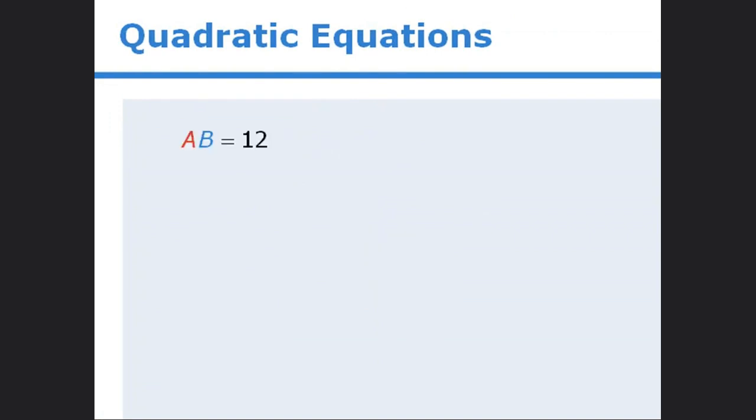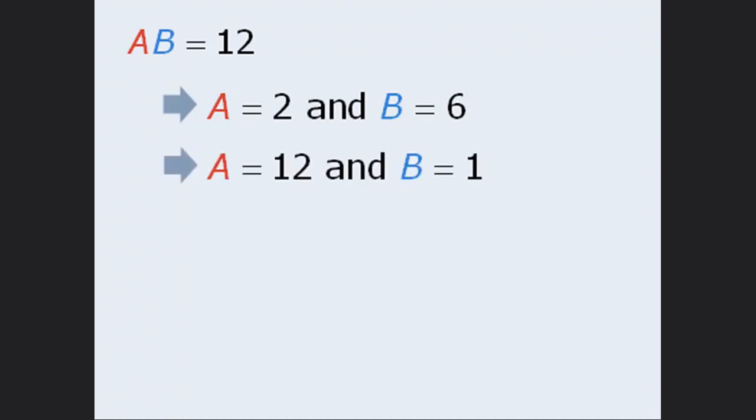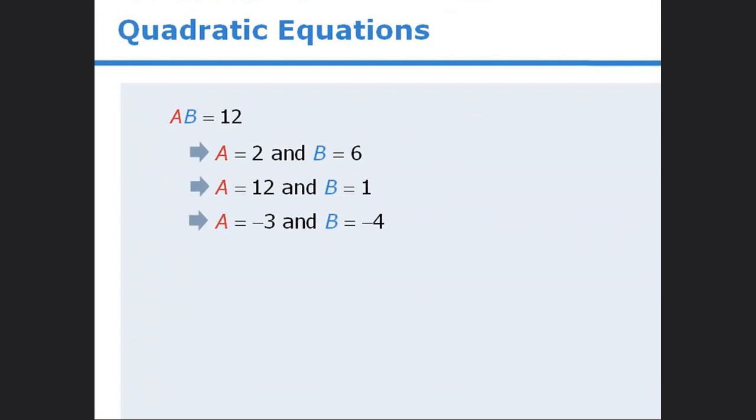To introduce this new technique, I'll pose the following question. If a and b are numbers, and we are told that a times b equals 12, what conclusions can we make about the values of a and b? Well, if a times b equals 12, then it could be the case that a equals 2 and b equals 6. Or it could be the case that a equals 12 and b equals 1. Or a could equal negative 3 and b could equal negative 4. As you might guess, the number of possibilities is infinite.